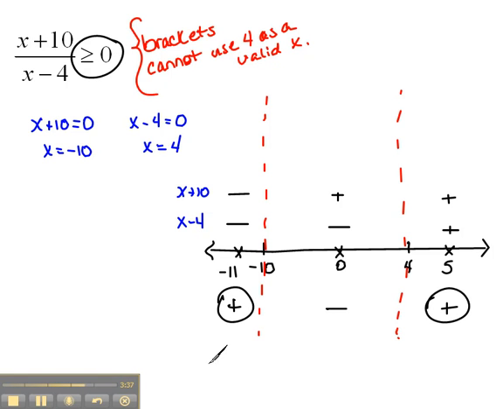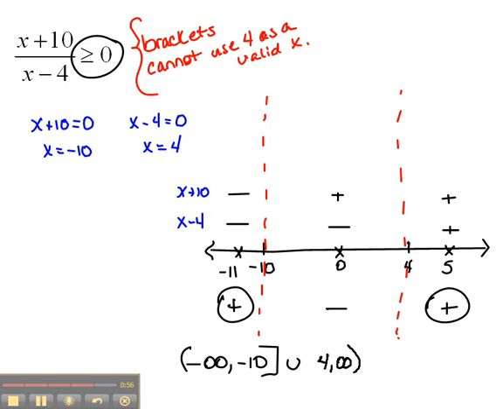So our answer here would be negative infinity all the way up to negative 10. Now negative infinity gets a parenthesis, but negative 10 is going to get a bracket, because remember, it's greater than or equal to. Then we're going to join that with everything over in this section from 4 to infinity.